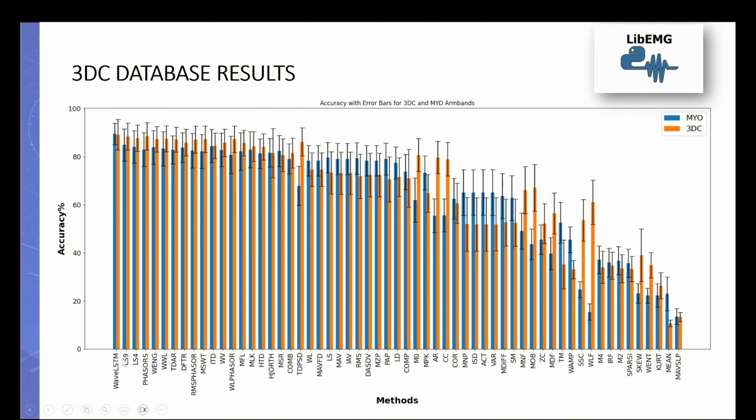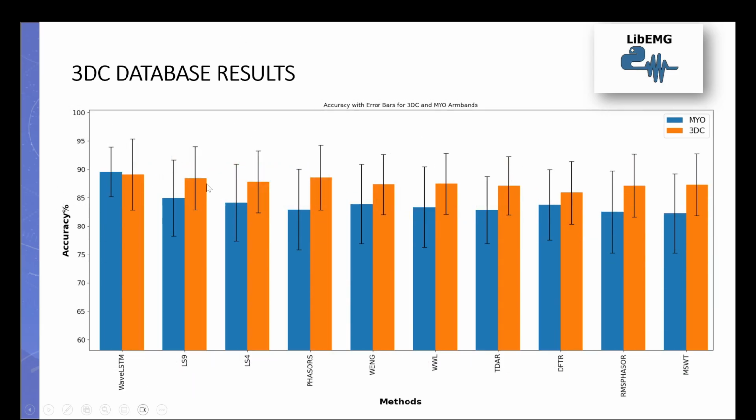We called it Wave LSTM, and we calculated the results for the blue armband, the Myo armband, and the orange, which is the 3DC. And then we ranked the results based on the average accuracy across the two armbands. So by that, we noticed that our method was actually the first from the left, which means the highest average accuracy across the two armbands. Now, when we zoomed a bit to see what's going on over there, because the list of feature extraction methods was huge, 58 methods that we managed to overcome.